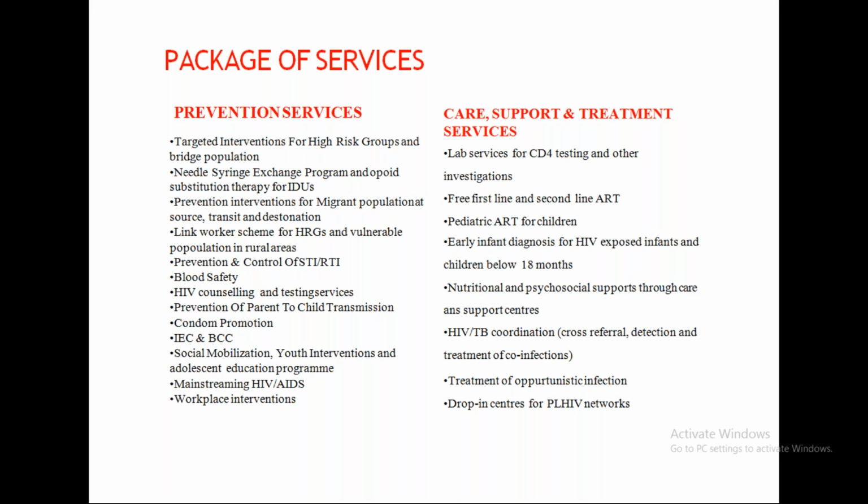If you look at the package of services, like prevention services, what are the preventive services we are going to provide under NACP 4? Like targeted interventions for high risk groups and bridge populations. High risk groups, especially for HIV/AIDS, are prostitutes, men having sex with men, intravenous drug users, and transgenders or Hijra population, right? These are the main targeted high risk populations for this disease, and the bridge population. Then needle syringe exchange program and opioid substitution therapy for IDUs.